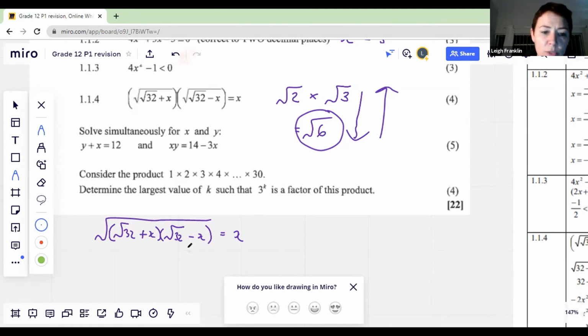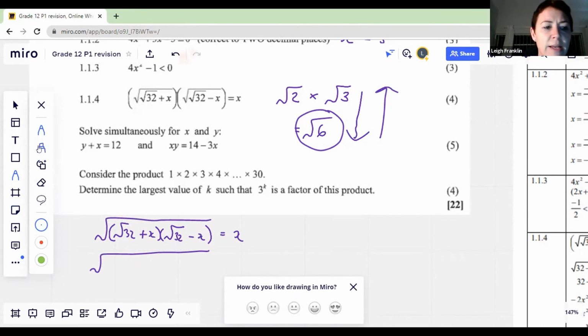I don't think I would square. Mind you, you probably could square both sides, but I think what I would try and do is work inside the square root over here first. In other words, what would happen? So try and simplify this first. If you multiply, this is just straightforward FOIL.